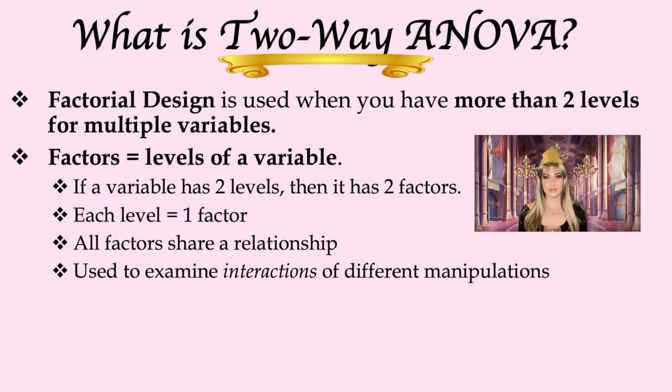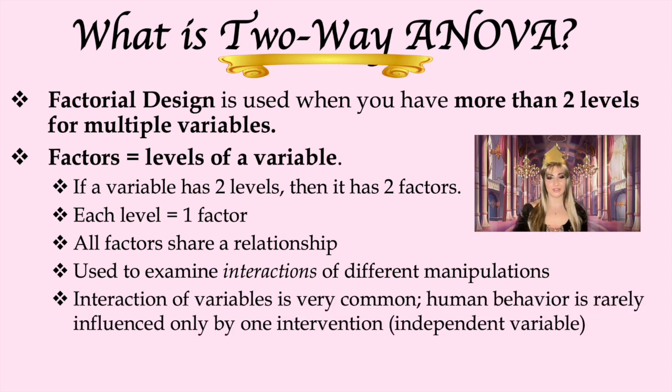But what we also could do with the two-way ANOVA is examine interactions of different manipulations of these 2 variables. Interaction of variables is actually very, very common. If you think about it, human behavior is rarely influenced only by one intervention or one independent variable or treatment effect. So because in the real world we can see that things combine together to produce effects on human behavior, that's why we created an analysis called a two-way ANOVA so that we're able to measure more than one variable at the same time.